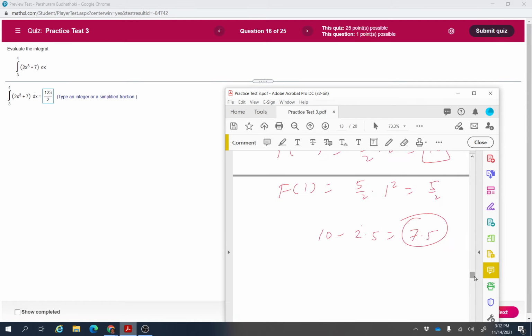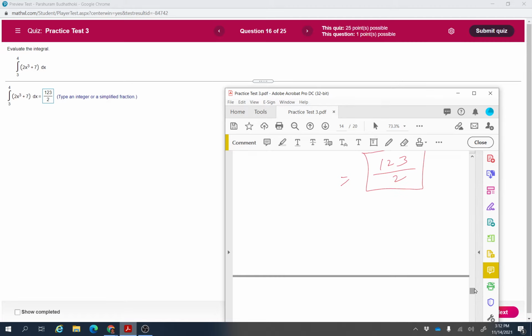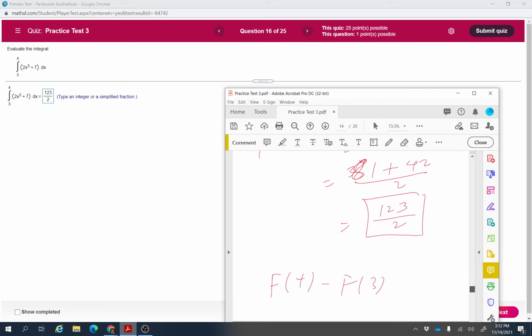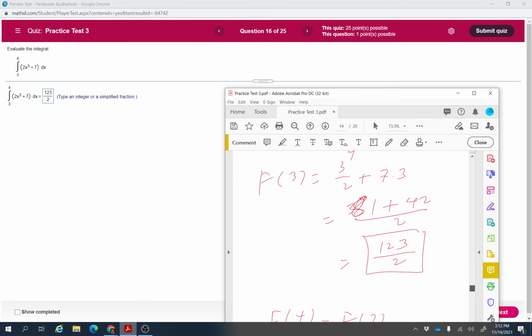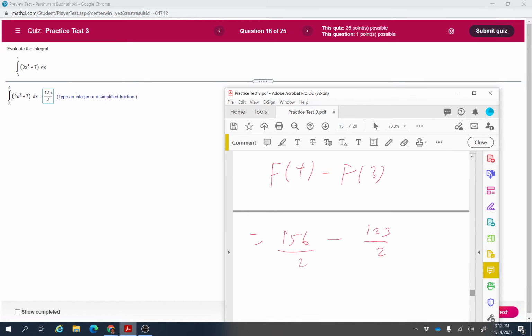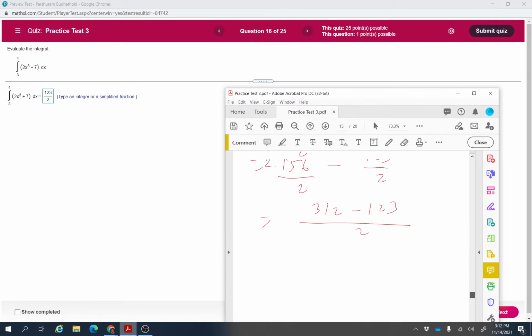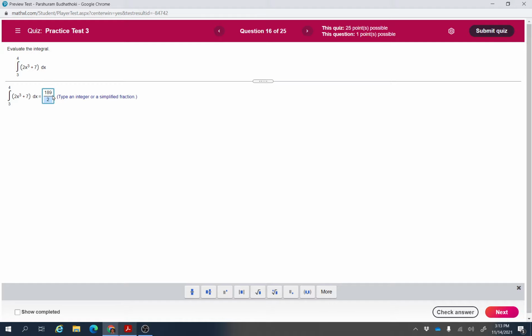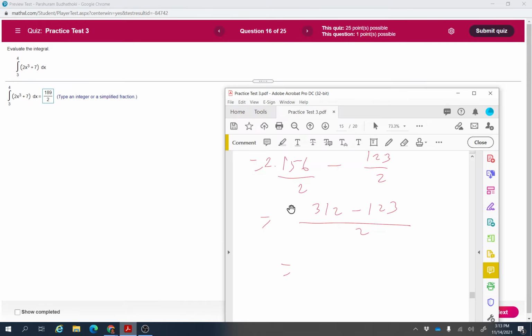Okay, what is happening here? I forgot to subtract. I put this as the answer, but that's not the answer. The answer comes from the fundamental theorem, which is F of 4 minus F of 3. F of 4 is 156. 156 minus F of 3, which is 123 divided by 2. Now just make the same denominator, so that would be 312 minus 123 divided by 2. Subtract 123 from 312, that will give you 189. 189 divided by 2, so that will be our answer. I forgot to use the fundamental theorem and I just used this one, so that's why the answer was wrong.